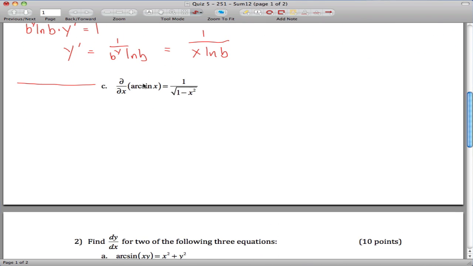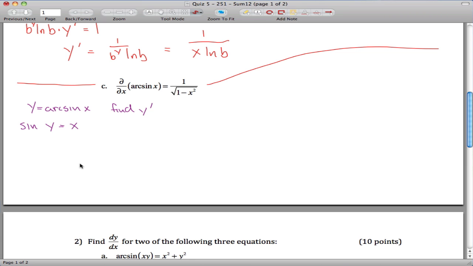All right, third one. Give myself some extra room. This one's a little bit longer. Show that the derivative of arcsine is this mess. Okay, same strategy. Let y equal arcsine of x, and let's try to find y prime. The way we do that, take sine of both sides. Sine of y equals x.